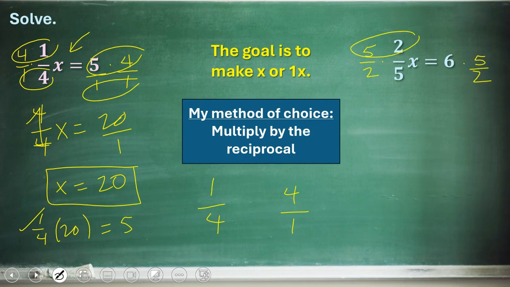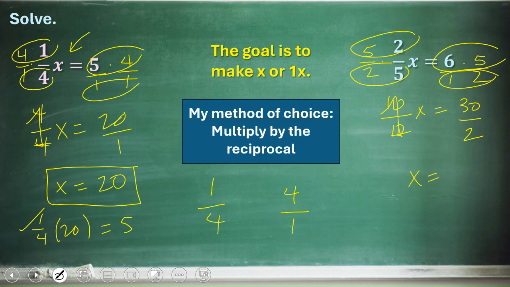And now we're going to make sure that we did this correctly. 5 times 2 is 10. 2 times 5 is 10, times x is x. There is a 1 hidden underneath the 6, so we're just going to write that for our multiplication purposes. 6 times 5 is 30. 1 times 2 is 2. Okay, we're going to simplify. 10 divided by 10 is 1, so we did our reciprocal, right? 1 times x is x. 30 divided by 2 is 15.